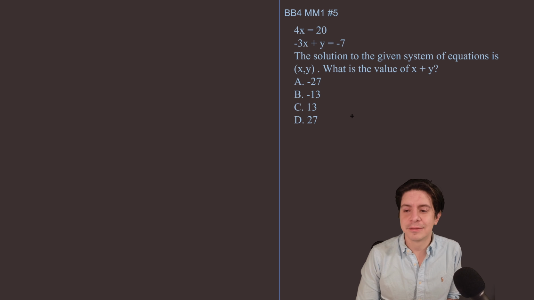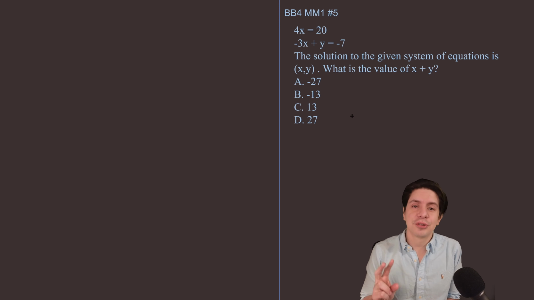The solution to the given system of equations is (x, y). What is the value of x plus y? So I could show you 2 ways, but I'm just going to do it with Desmos. That's the cleanest when you just have 2 equations like this. So let's do it like that.